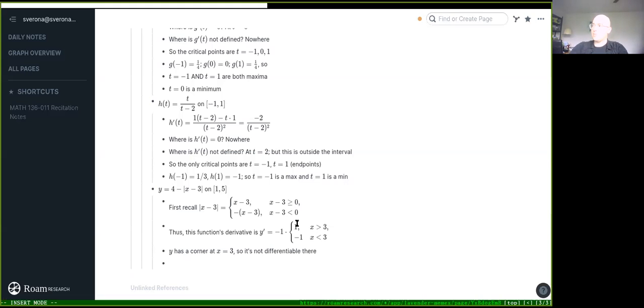That is the only point at which y is not differentiable. And so the only other thing I have to ask is, where does y prime equal 0? And nowhere and never does it equal 0, right? It jumps from -1 to 1 in this case.